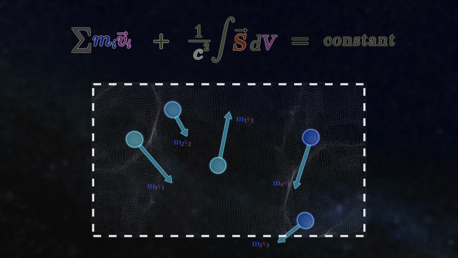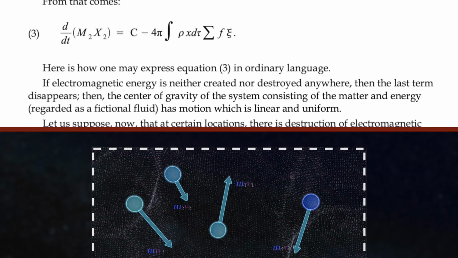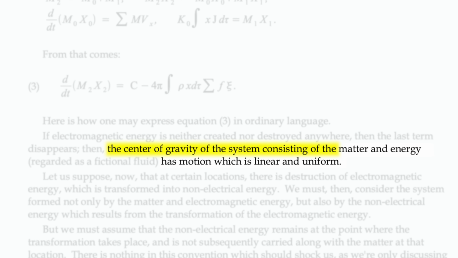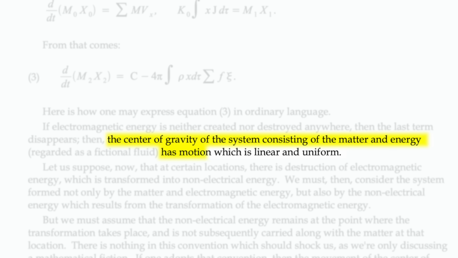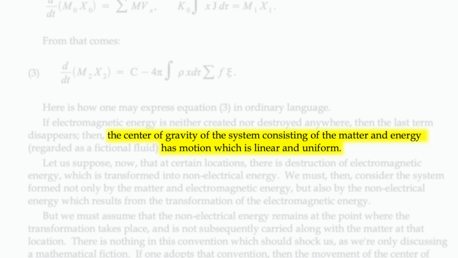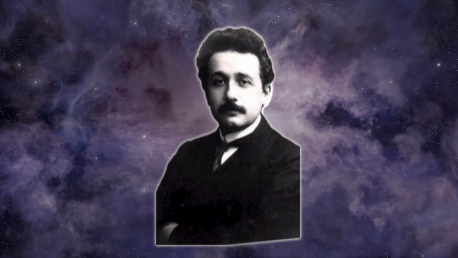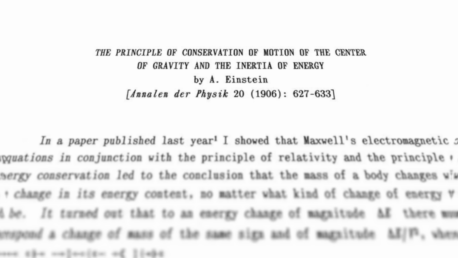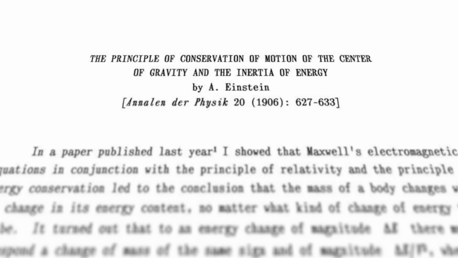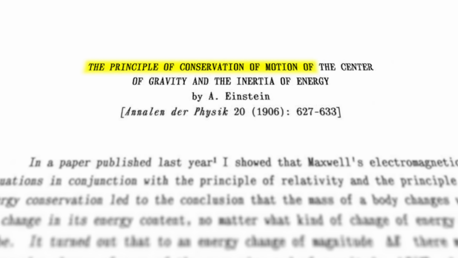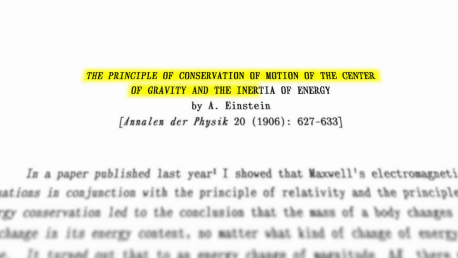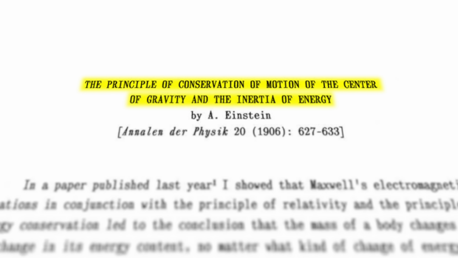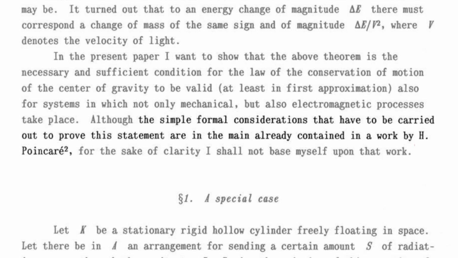Specifically, he wrote that if this condition was met, then the center of gravity of the system, aka its center of mass, would always move in a straight line. This clue propelled Einstein to a new and much more clever proof of mass-energy equivalence, which he detailed in his 1906 paper entitled "The Principle of Conservation of Motion of the Center of Gravity and the Inertia of Energy," and for which, this time around, he did finally credit Poincaré.